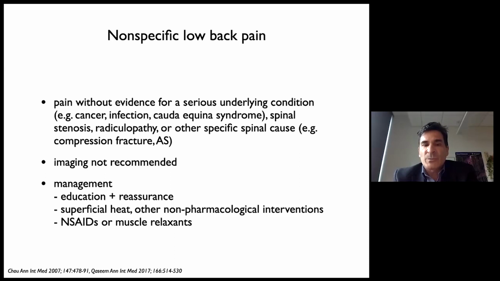Non-pharmacological measures such as superficial heat or other approaches play an important role, and pharmacologically, NSAIDs and muscle relaxants can be given. And of all the options in the question, change the NSAID was the most appropriate answer here. It is important to give NSAIDs at full strength, unless obviously there are contraindications to these medications.